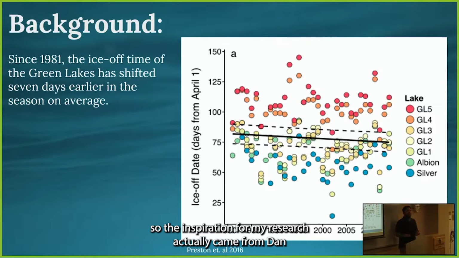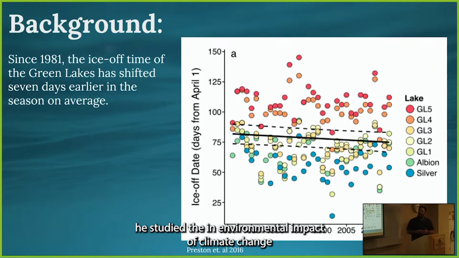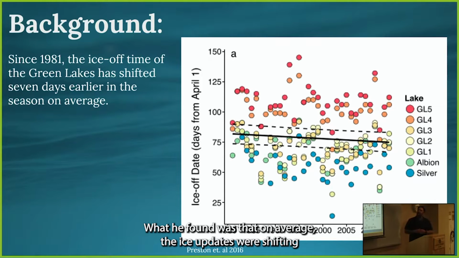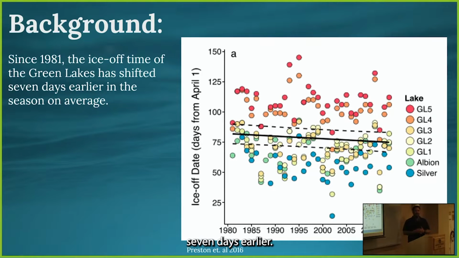So the inspiration for my research actually came from Dan Preston over at CSU. What Dan did was he studied the environmental impact of climate change and how it was affecting the ice-off dates of the lakes in the Green Lakes Valley. What he found was that on average, the ice-off dates were shifting 7 days earlier.